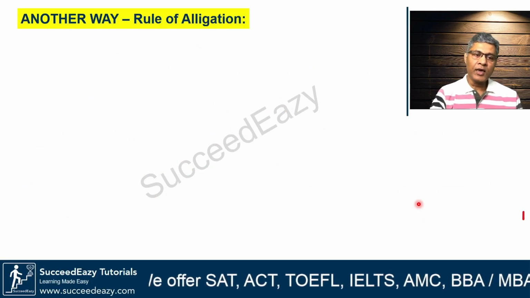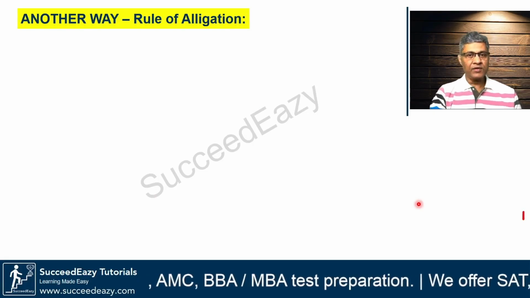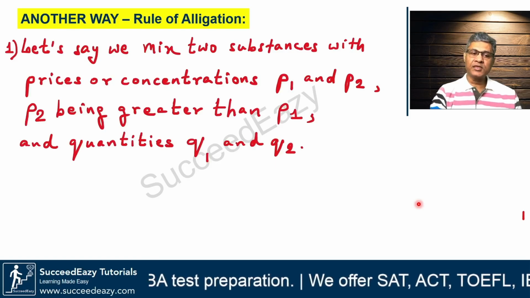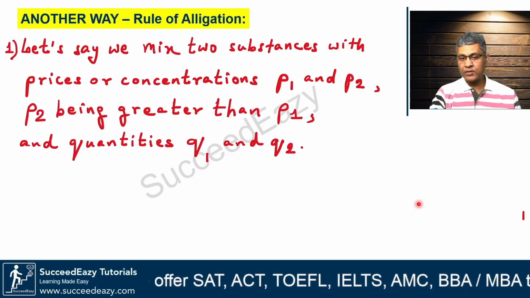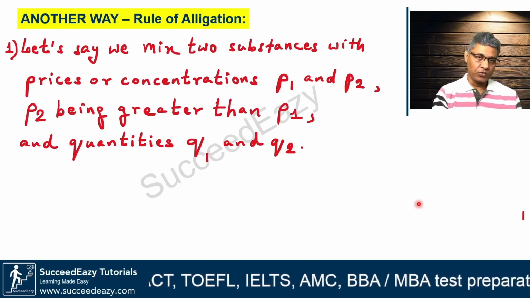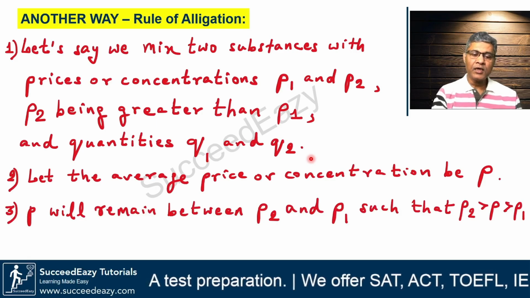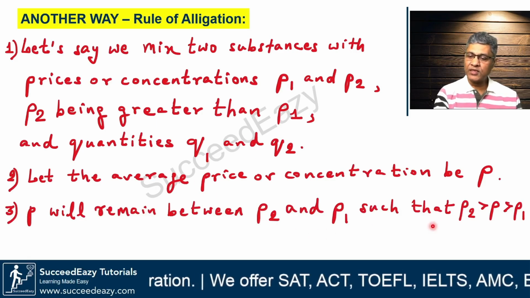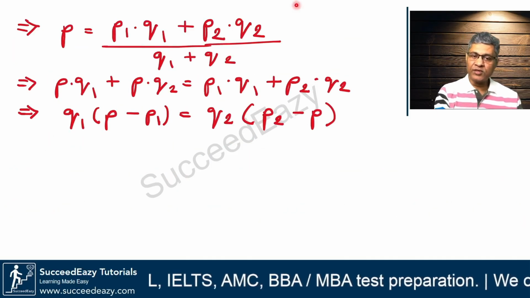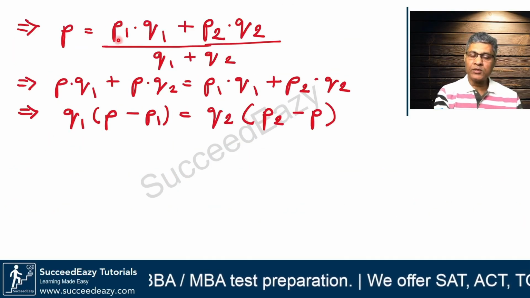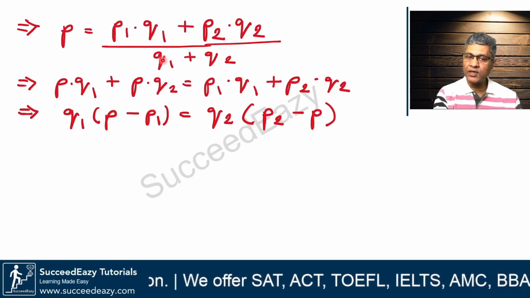Now let's look at another way to solve the same problem using the rule of alligation. Let's arrive at the formula first. Let's say we mix two substances with prices or concentrations P1 and P2, where P2 is greater than P1, and quantities Q1 and Q2. Let the average price or concentration be P. So we know that P will remain between P2 and P1, such that P2 will be greater than P and P will be greater than P1. Now, using the conventional method, we get P equals P1 times Q1 plus P2 times Q2, divided by the total quantity, that is Q1 plus Q2.